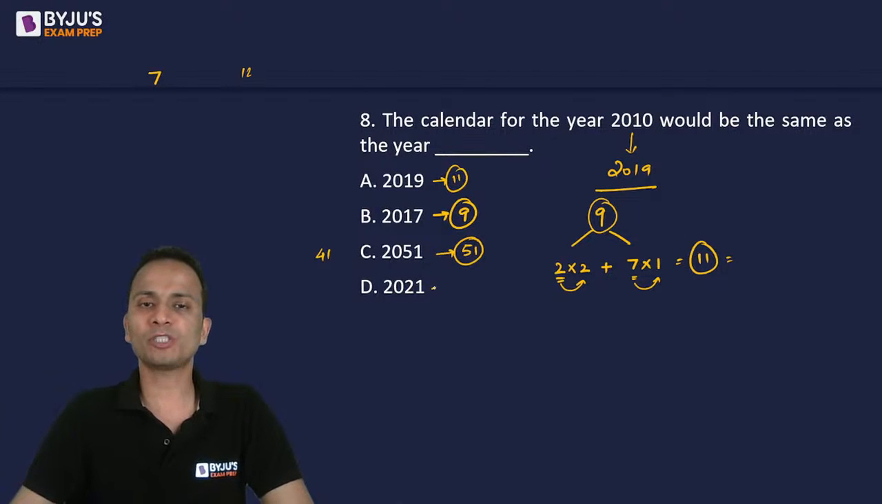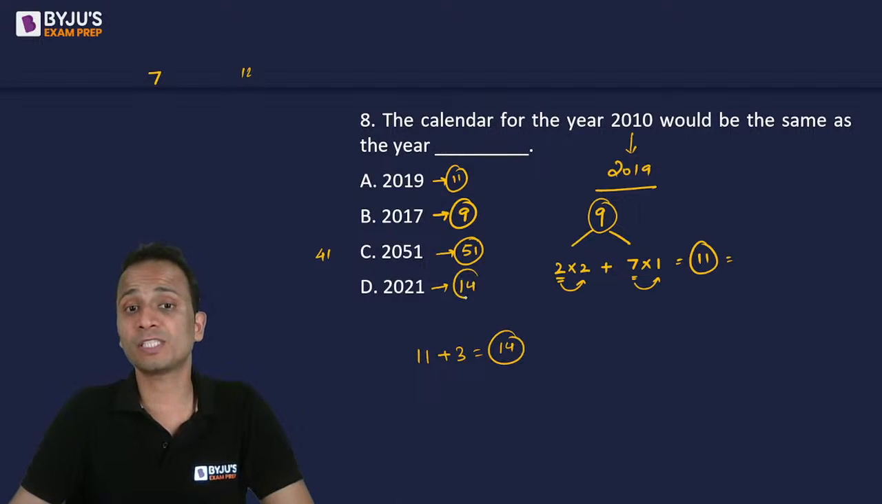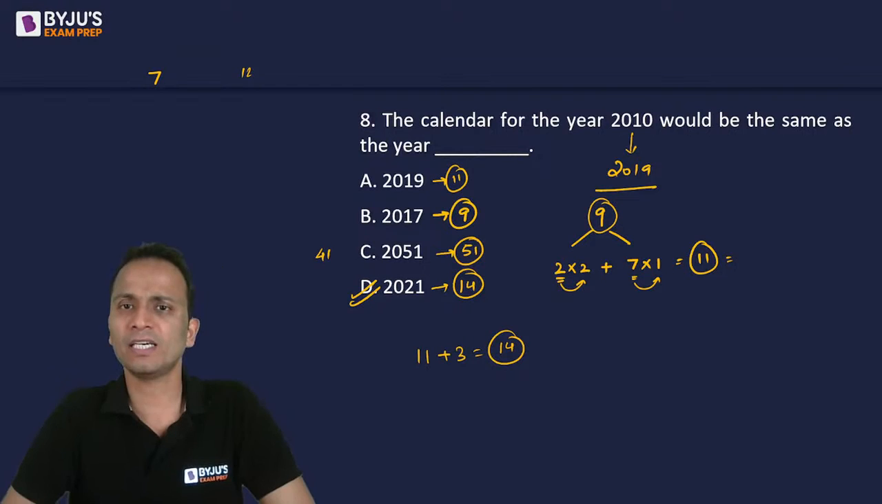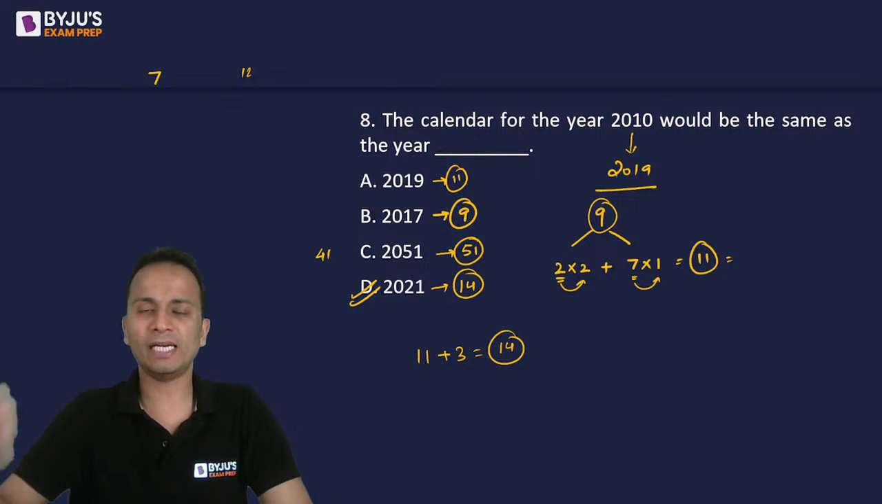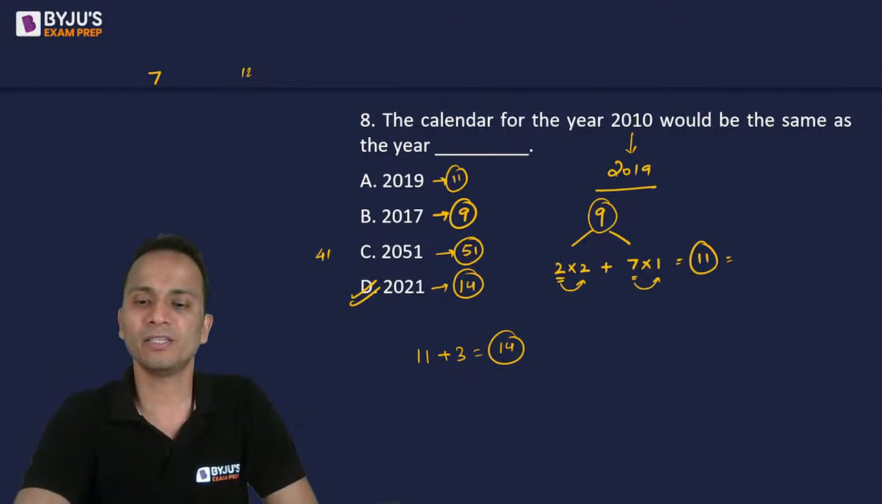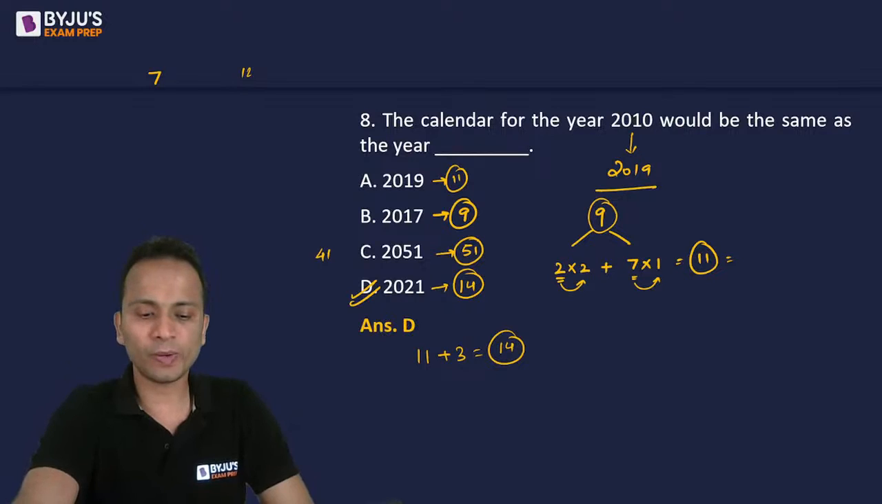Okay. Last option, let's check it out. 2010 to 2021, total 11 years, out of which 3 leap years are there. So total number of odd days will be 14, which is a multiple of 7. Hence 2021 will be the correct answer for this question. This is one way of doing that. Otherwise 2010 से start करो and keep moving in the forward direction, and you will get which year has the same calendar as that of 2010. Okay, so option D, that is 2021, will be the correct answer for this.